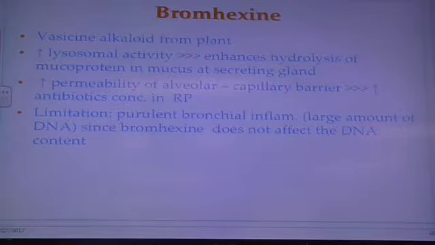But for the limitation of bromhexine, that's why we don't use it a lot in small animals: it cannot be used in severe inflammation of the respiratory tract. Severe inflammation causes a large amount of DNA, and bromhexine does not affect that DNA content. That's why bromhexine is not commonly used in small animals.